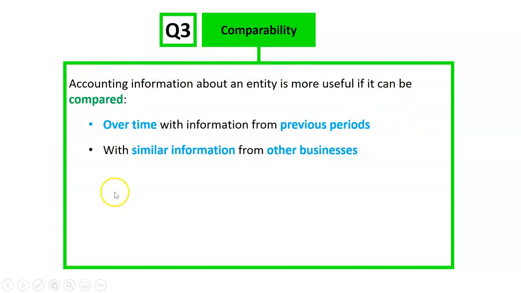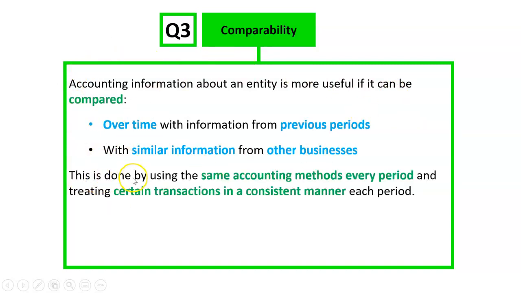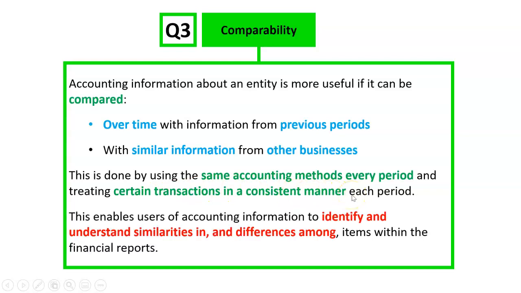This is it. The next bit's a little bit of background. How do we do this? Well, we can do this by using the same accounting methods every period, and also treating certain transactions in a consistent manner. And what if we do that? The users of accounting information can identify and understand similarities in and differences among the items within the report. So this is the fancy bit down here, right? But look, what's comparability? We want to make sure our information can be compared over time and with other businesses.